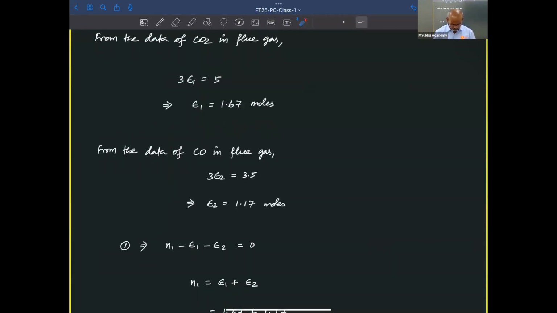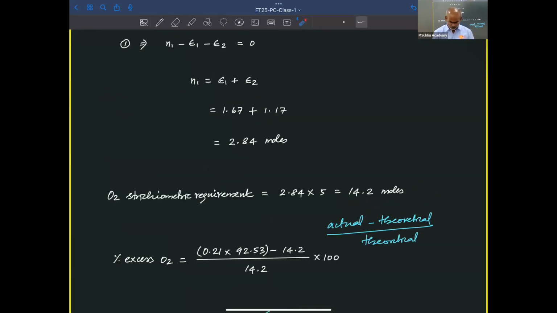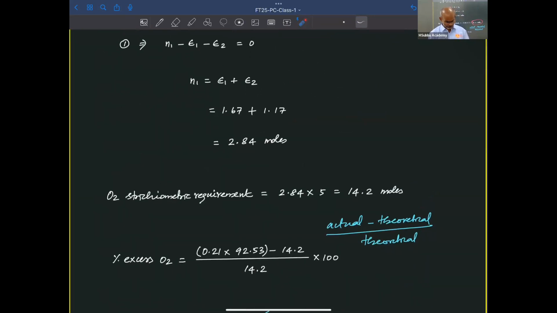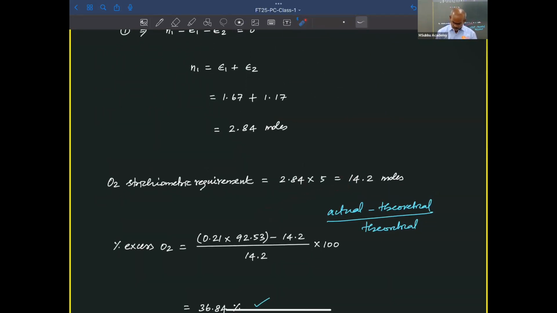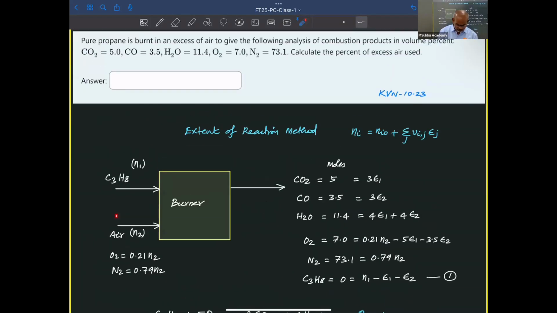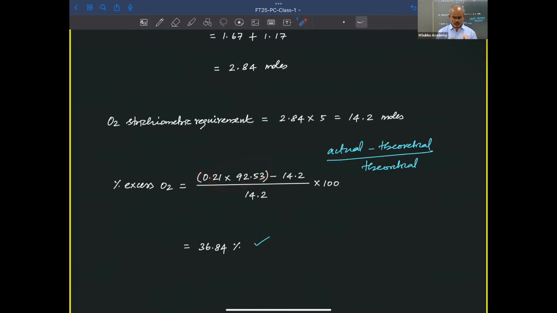Now we are calculating the O2 stoichiometric requirement. This much propane is entering. For one propane, we need 5 oxygen. From that we calculate how many moles of O2 are required, and then the percentage excess. How to calculate it? What is entering minus the stoichiometric requirement. What is actually entering is 21 percent of the air, which is 0.21 times n2. This n2 we already solved, and from that we have the O2 actually entering, minus what is actually needed, the theoretical requirement. So this is actual minus theoretical, divided by theoretical. From that you can easily get the excess O2.